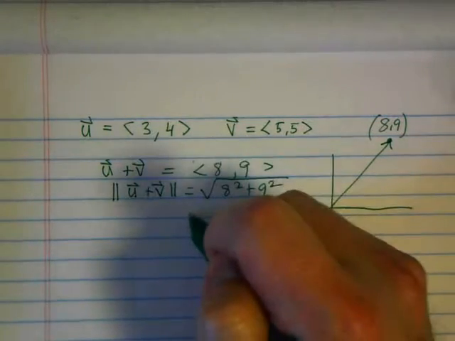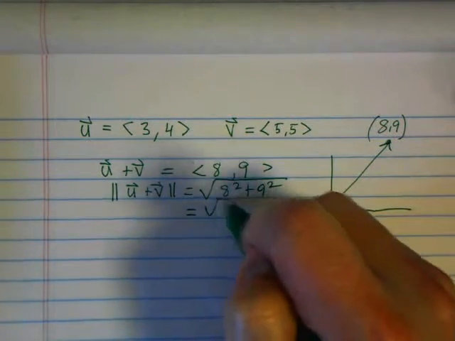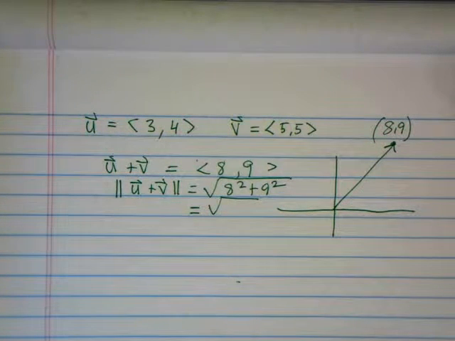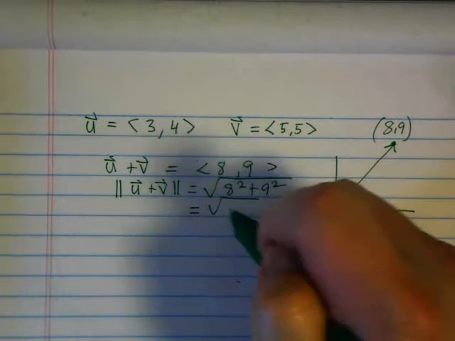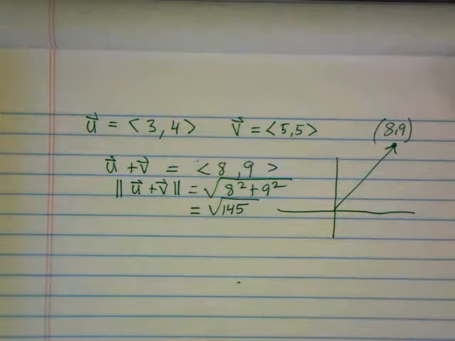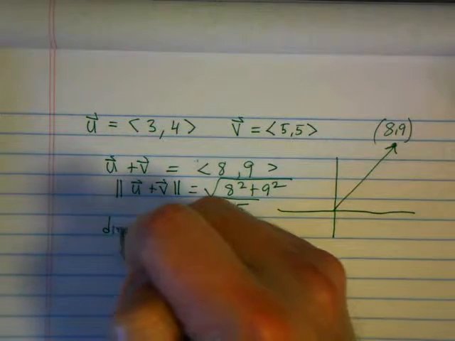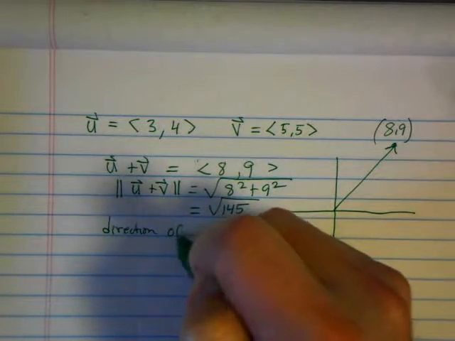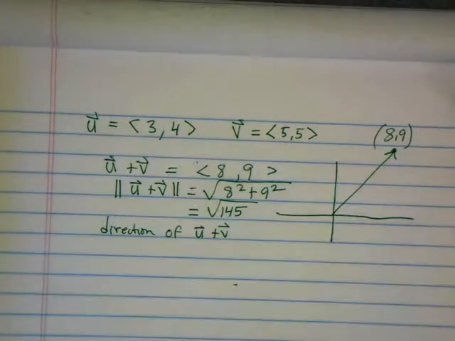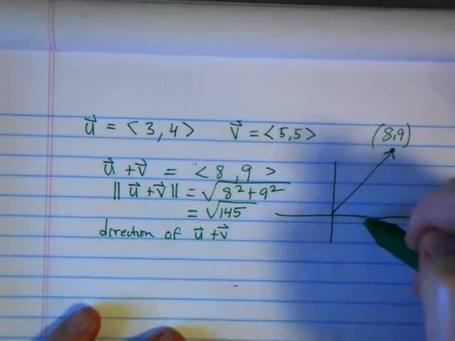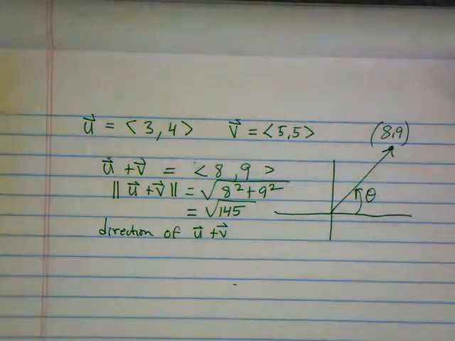Anyway, the length is, what's 8 squared? 9 squared. 64 plus 81. 145. So the length of that vector is the square root of 145. The next thing I might ask you to do is find the direction of u plus v. What I'm asking you there is I want to know this angle theta. How would you find the direction of u plus v?